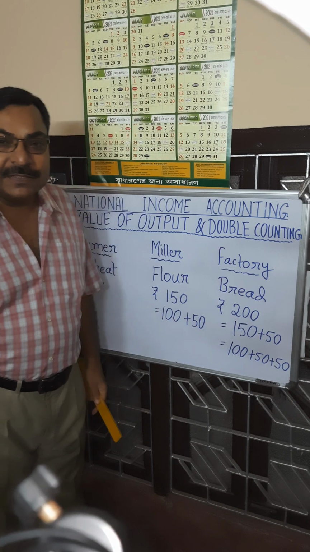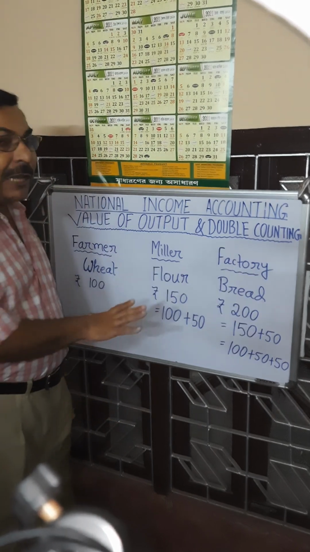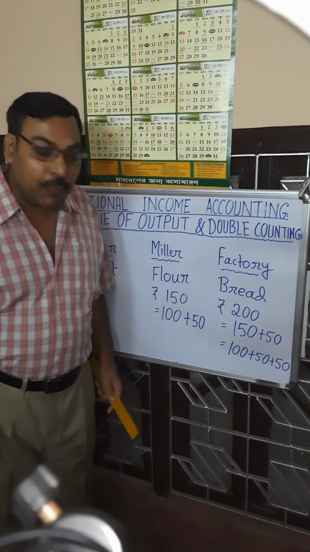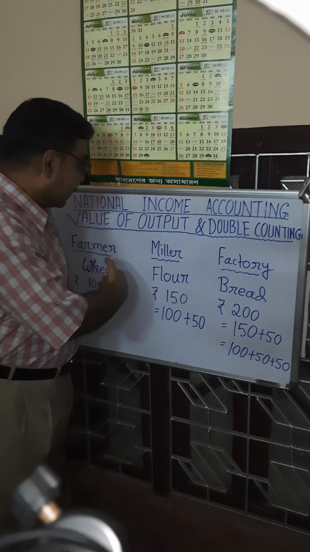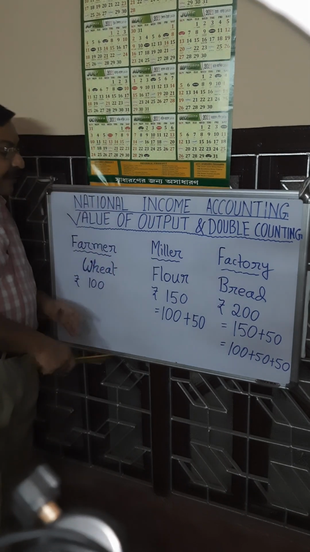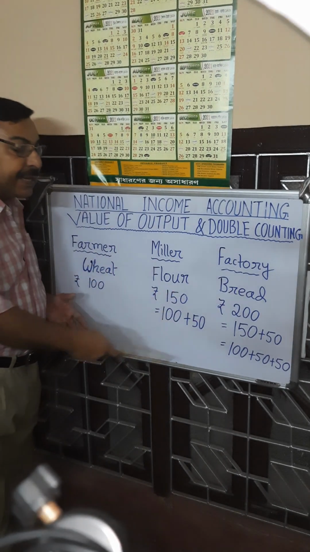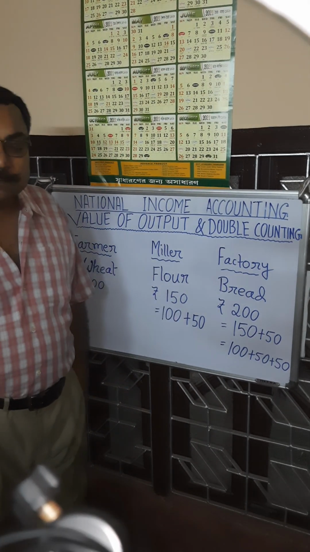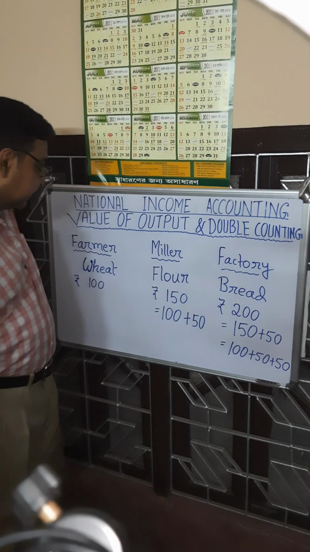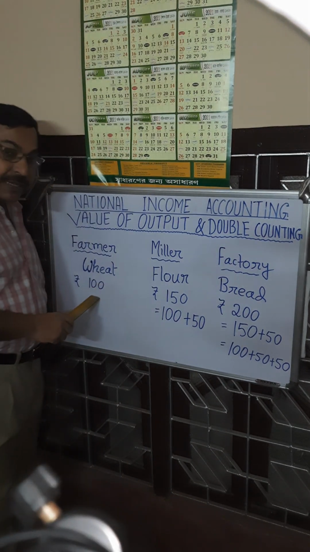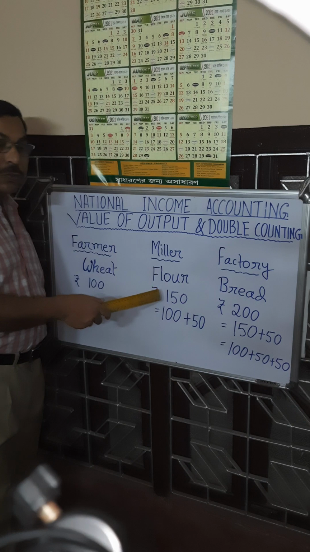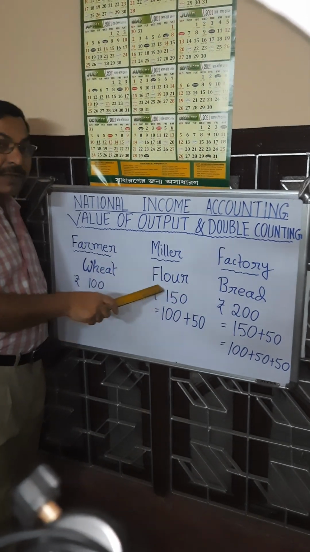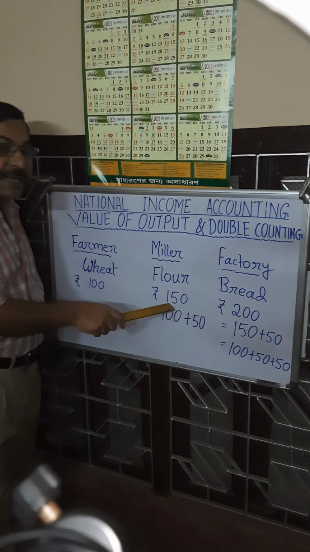Now the question is, how does value of output lead to the problem of double counting? Why, if we consider the value of wheat and the value of flour along with bread, is there a problem of double counting? Notice carefully. Value of wheat 100, sold to the miller. The miller, with the help of wheat, produces flour. Value of flour is 150.